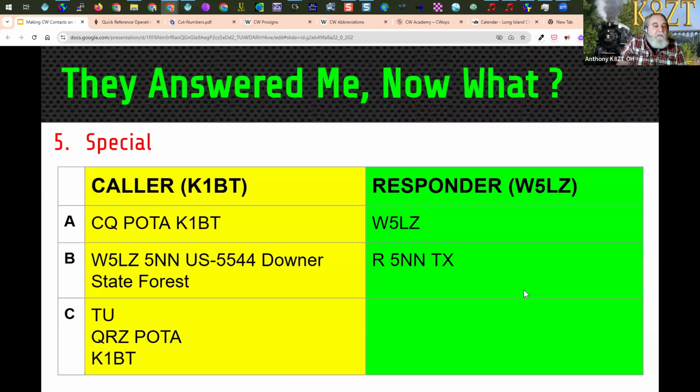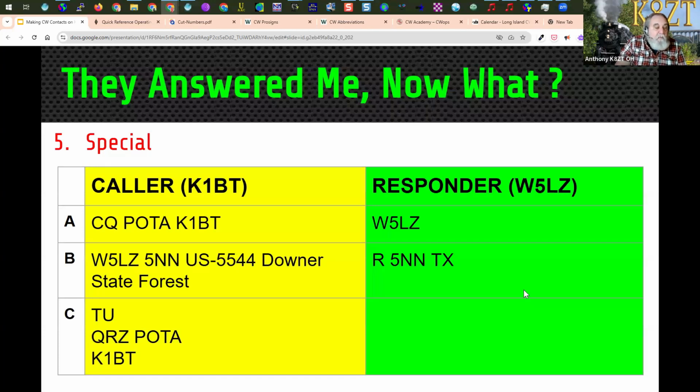Number 5, here's an example of a POTA contact. CQ POTA, K1BT, W5LZ, W5LZ, 5NN, US 554, Downer State Forest. Now in CW, they're probably not going to send the Downer State Forest. They're probably just going to send the US 5544. I did a simple Roger and a 59. Most POTA people like to know what state you're in, so he sent Texas, and that's great, and we went on.